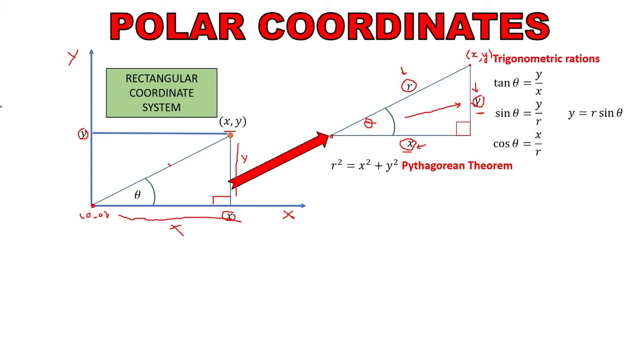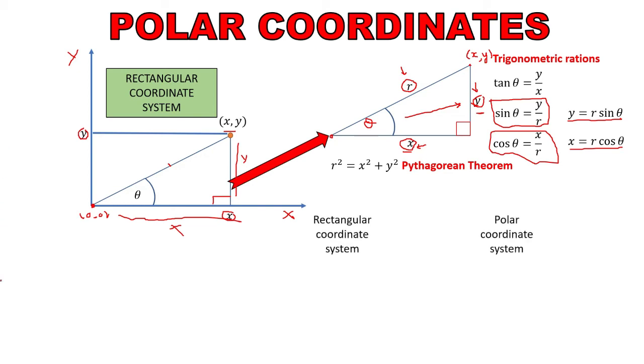Now, solving this equation for y, you multiply by r, and now you have y is equal to r sine theta. And the same thing for x: you solve for x in this equation, multiply by r, and now you have that x is equal to r cosine theta.